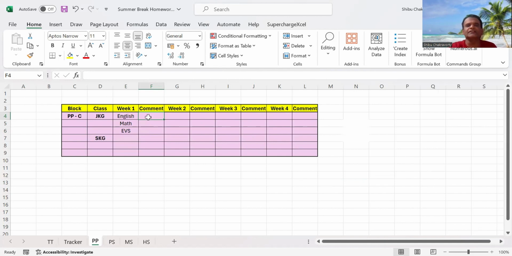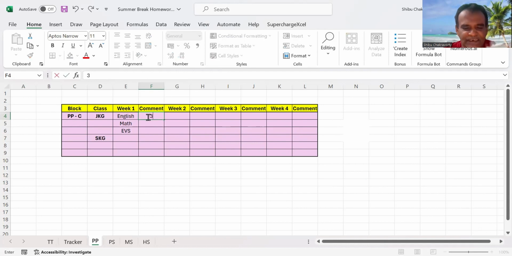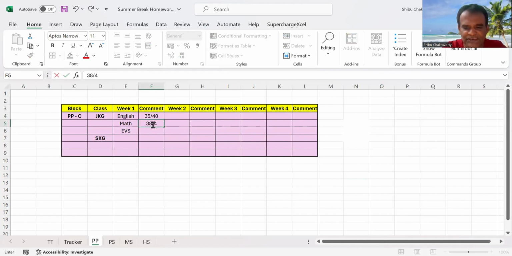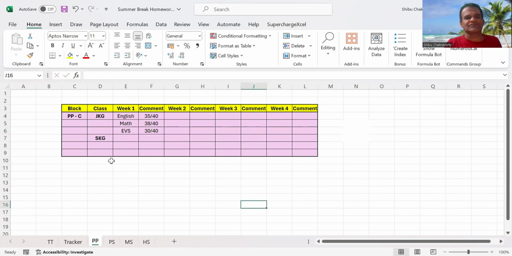So let's say in English, you've checked with the students as to how many have completed, and around 35 say that they have completed English. So you write over there 35 out of 40. It clearly indicates at least 35 have completed. In maths, let's say around 38 have completed. Okay, that's good. EVS, let's say 30 have completed, so we'll write 30 divided by 40. So we get an idea as to where we stand in terms of completion.